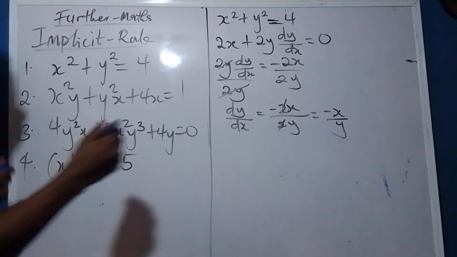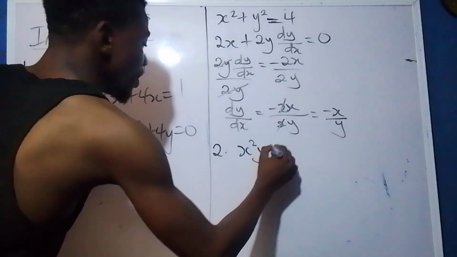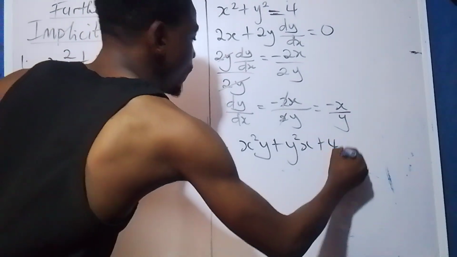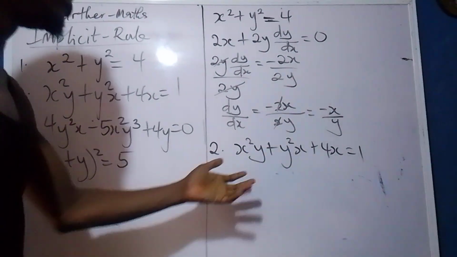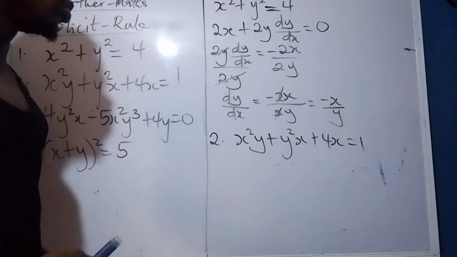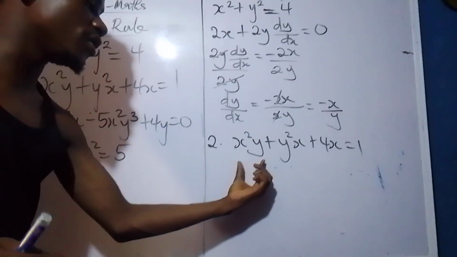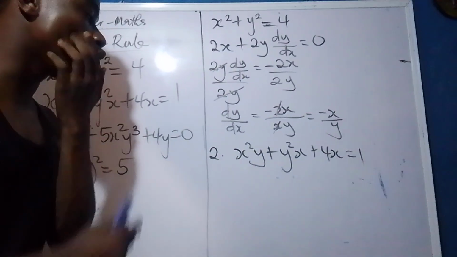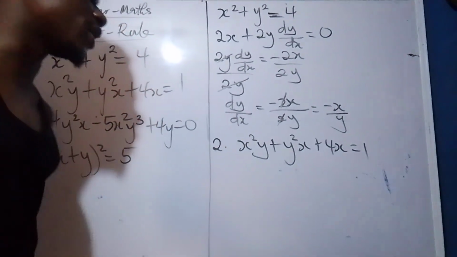Now let's pick another example from number 2. Number 2 says that x squared y plus y squared x plus 4x equals to 1. Now this is another different scenario entirely. So how do we do this one? First and foremost, you see that there are two variables multiplying each other, x squared and y. So what we want to do is differentiate the variables one after the other.